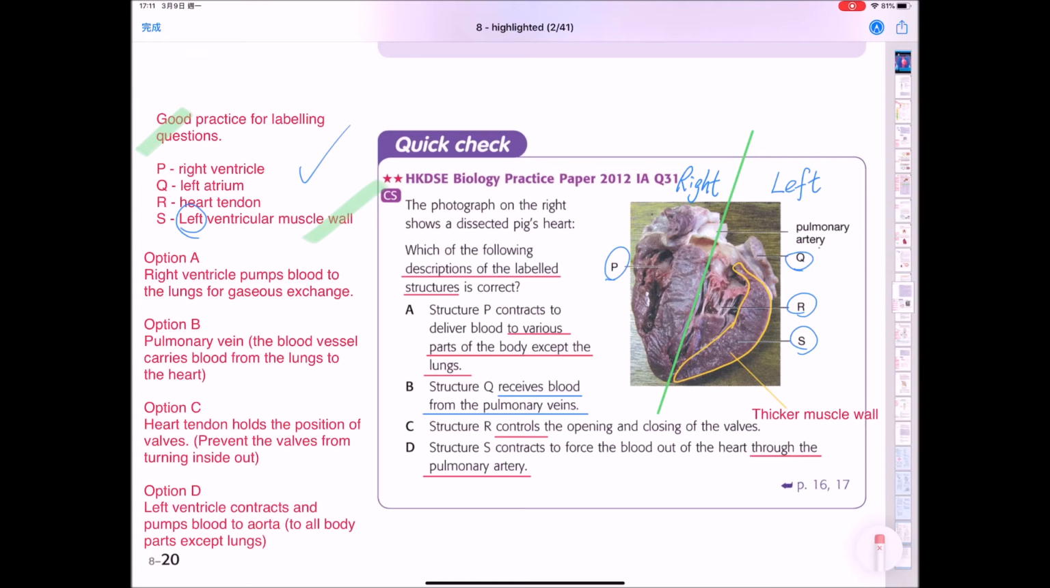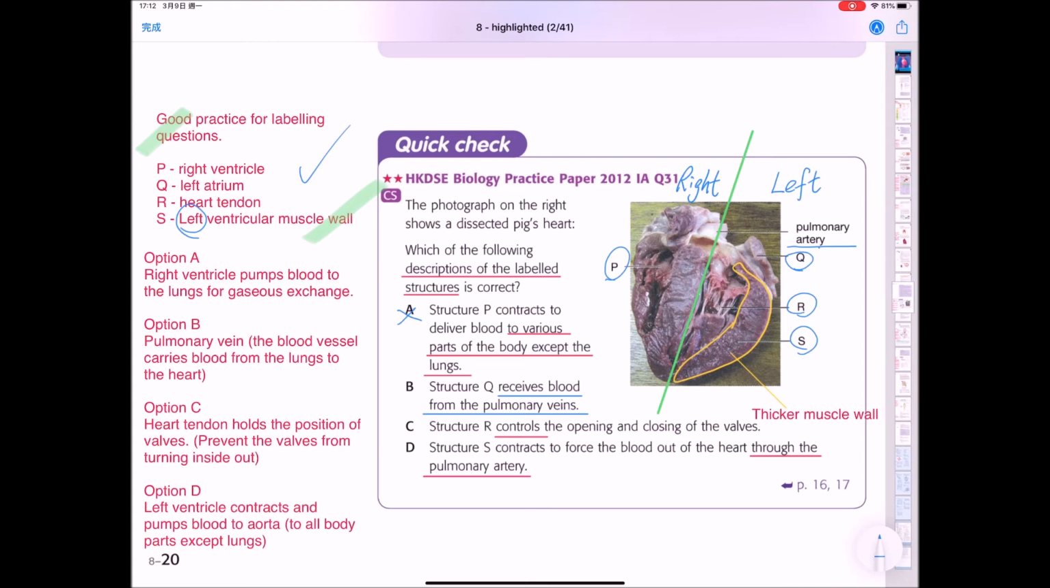Then we go to the choices. Option A: structure P contracts to deliver blood to various parts of the body except the lungs. But we know that it should be the right ventricle, and the right ventricle connects to the pulmonary artery, which carries the blood away from the heart to the lungs. So that's why it is wrong, because it should pump the blood to the lungs for gaseous exchange.